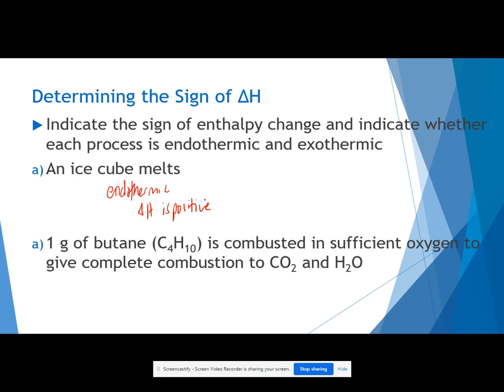because I've taken in energy. For the second part, 1 gram of butane, C4H10, is combusted in sufficient oxygen to give combustion of CO2 and H2O. Think about what combustion means, or combusted. It means to catch fire. So that's going to release heat. So that's exothermic. So that means delta H is going to be negative.